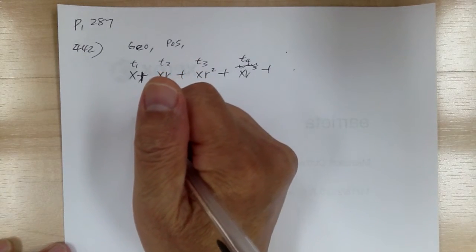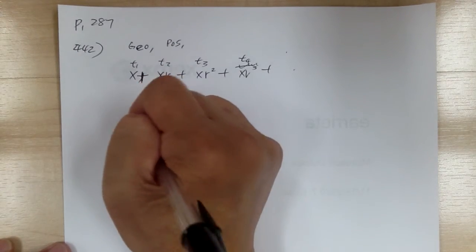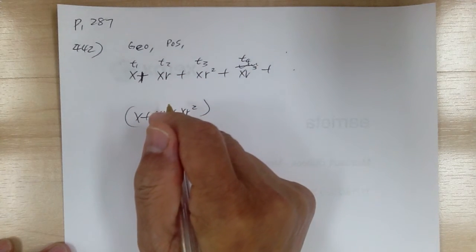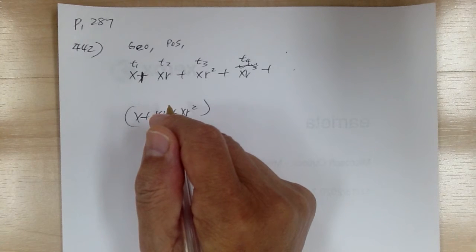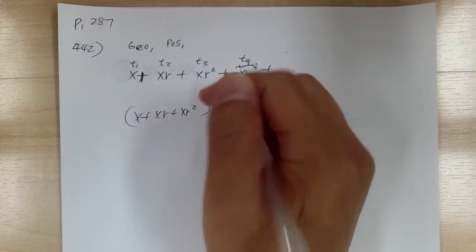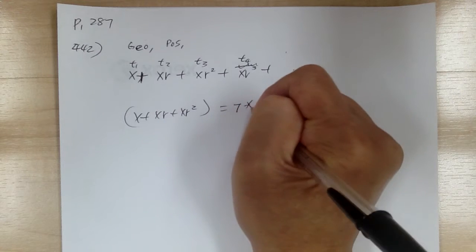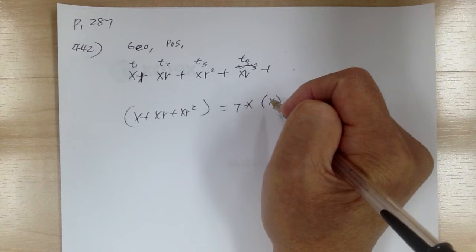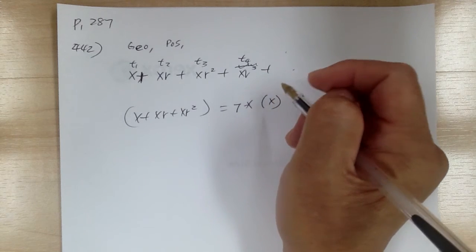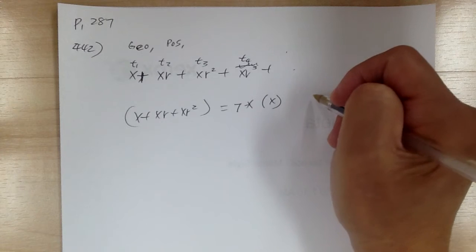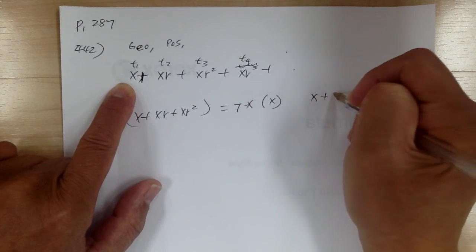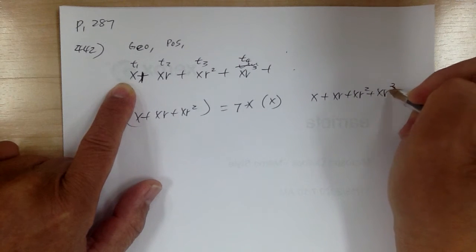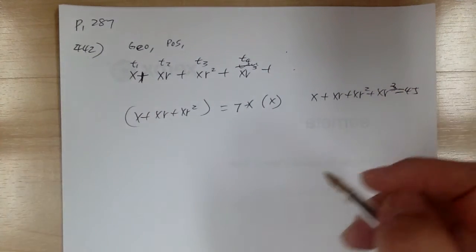Now it says the sum of the first 3 terms. So that means x plus xr plus xr squared. The sum of the first 3 terms of the geometric sequence is equal to 7 times the first term, and the sum of the first 4 terms is 45. So the sum of the first 4 terms is x plus xr plus xr squared plus xr cubed equal to 45. So you can just translate first.